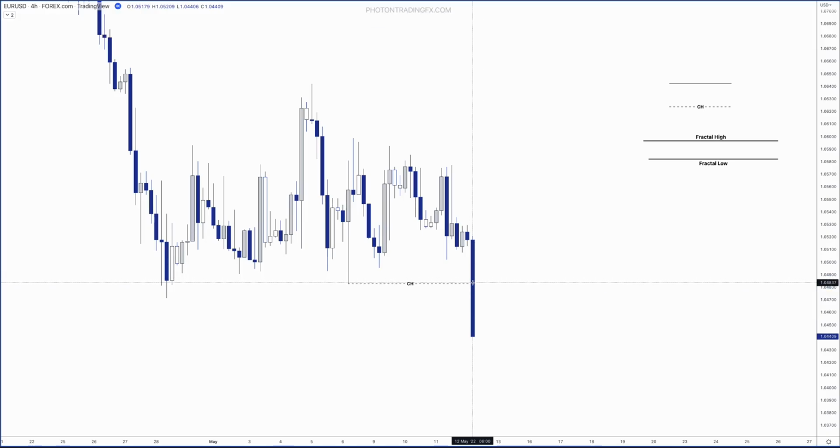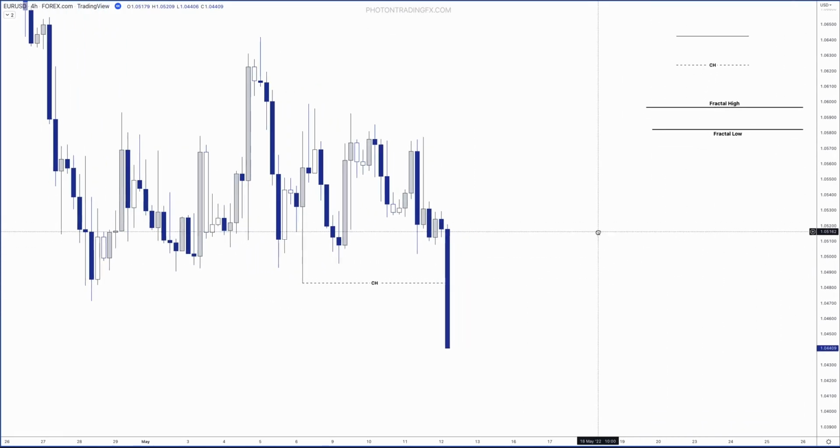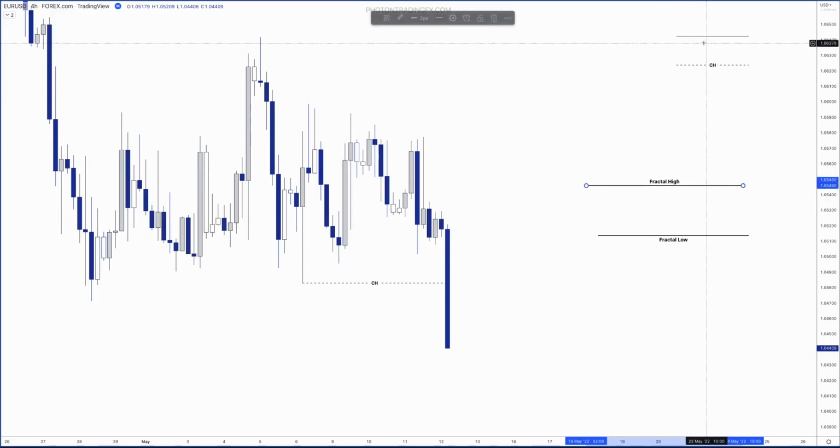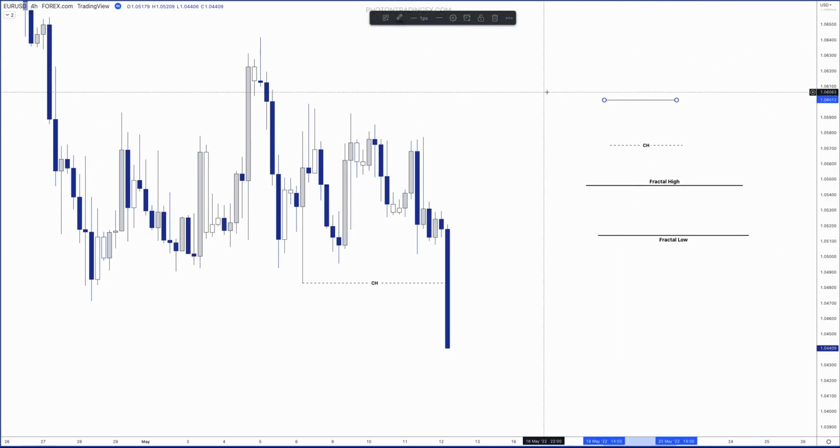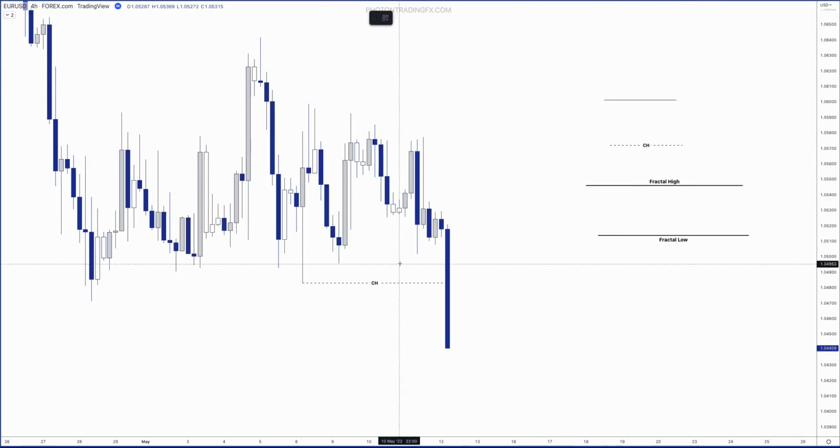We define the nearest high as the nearest candle that failed to break the previous candle's low. So did this candle here break the previous candle's low? Yes, it did. I'm going to zoom in even more. We can see that it did. So did this candle here break the previous candle's low? No, it failed to break that previous candle's low. So this now becomes our current active fractal high.